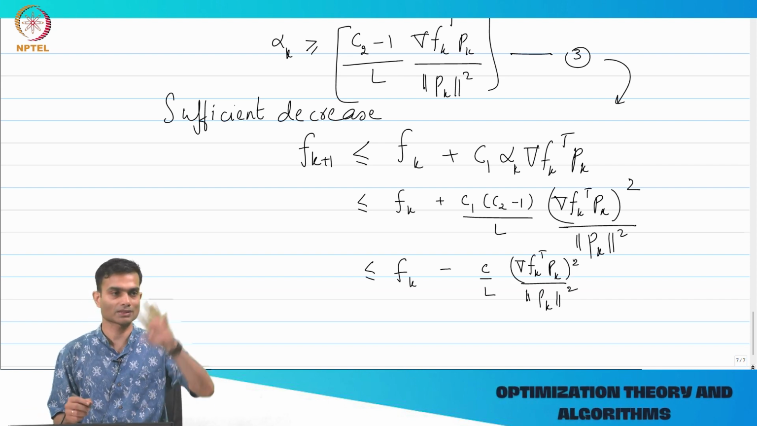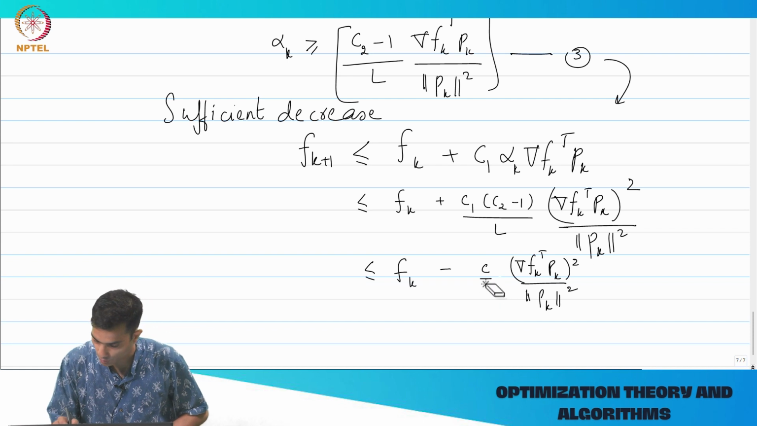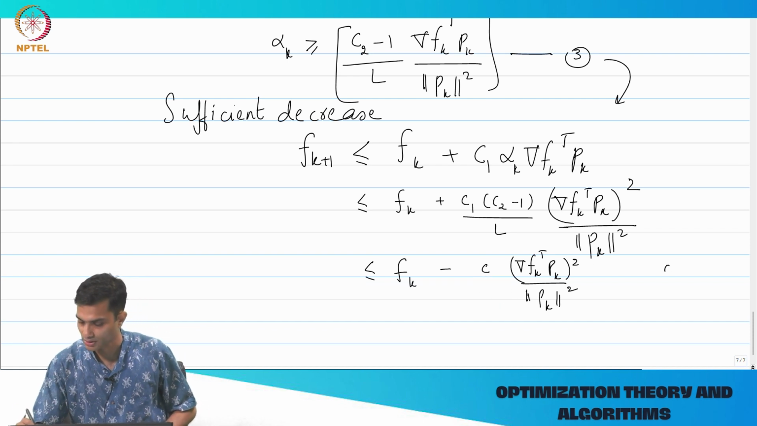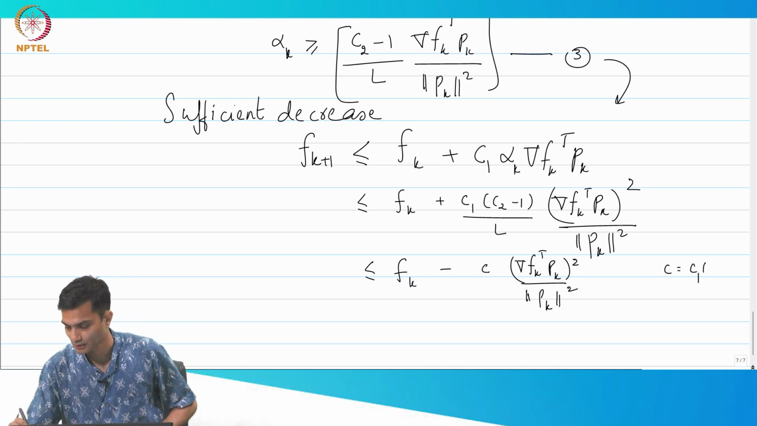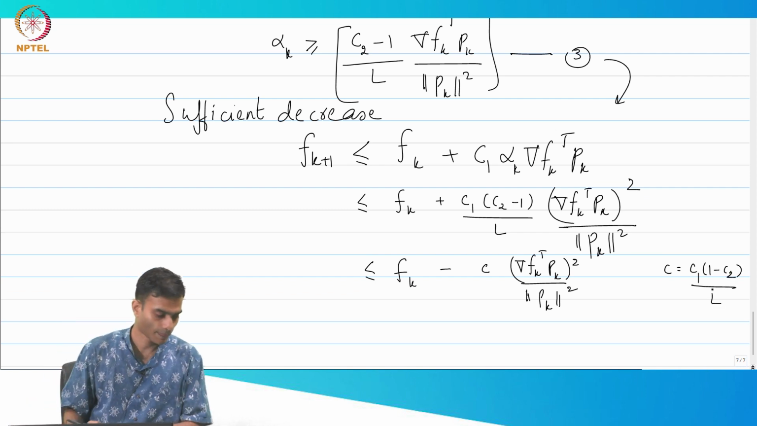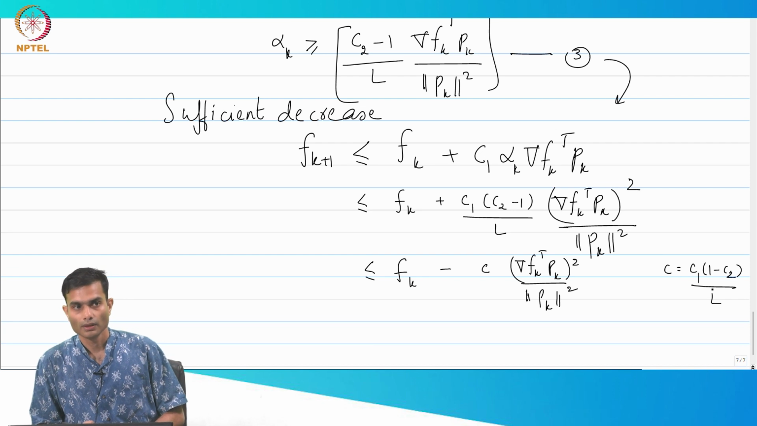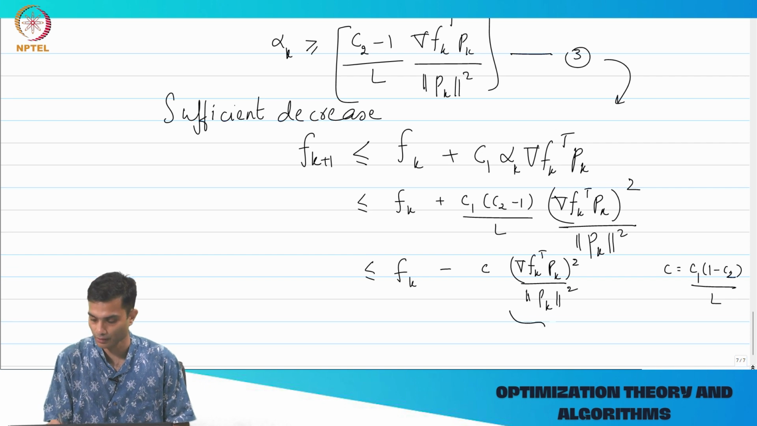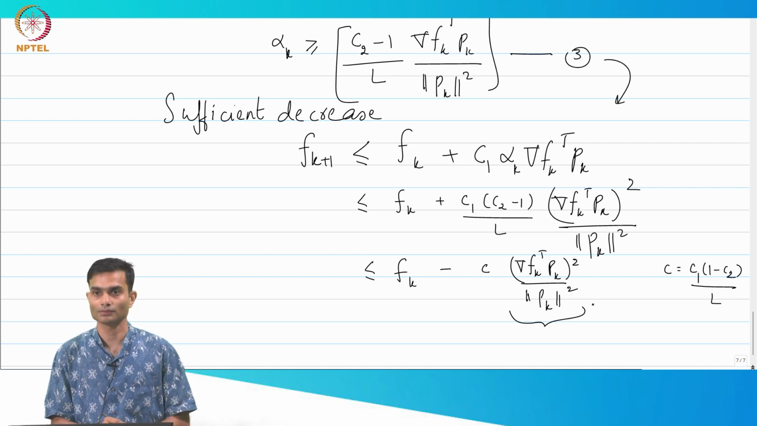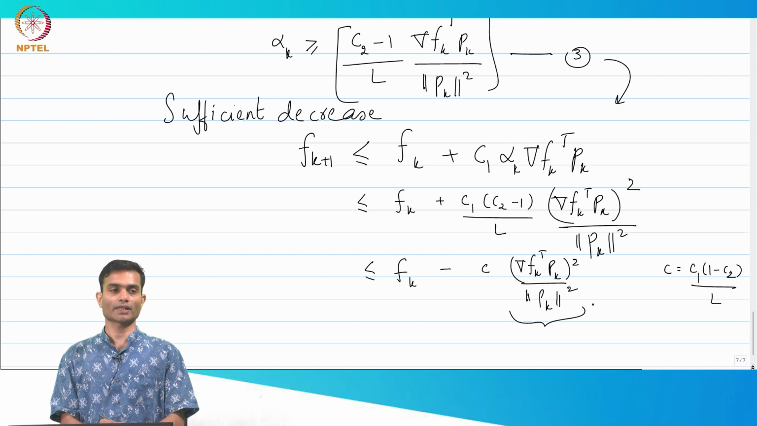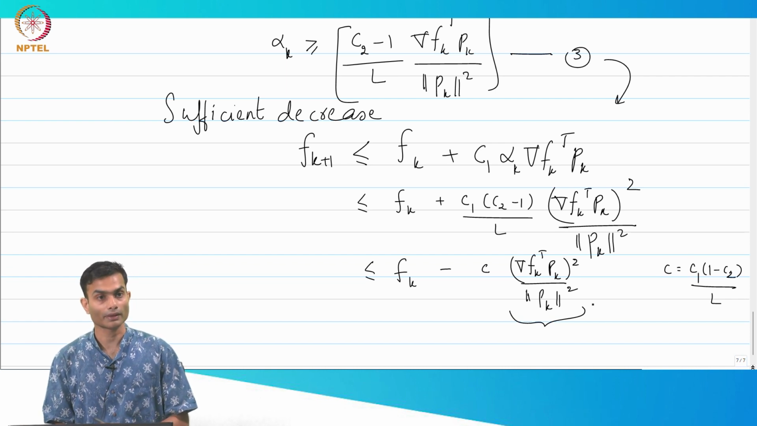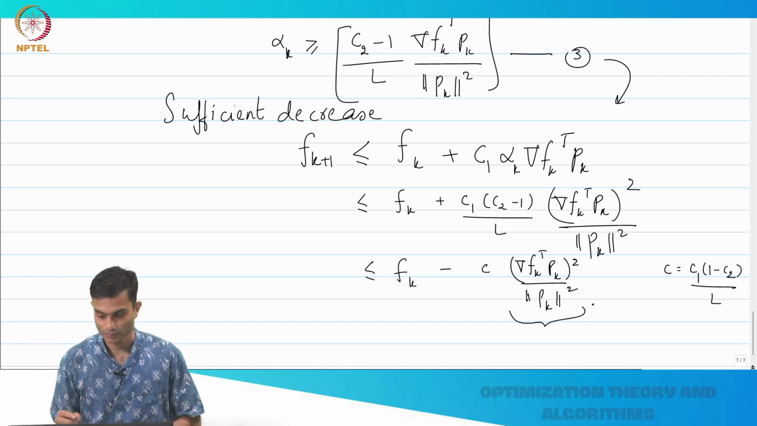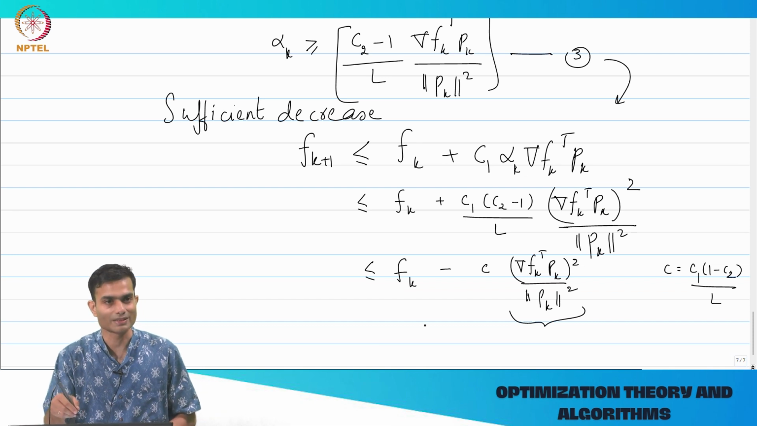We just bunch up all of those constants into one number c. C is equal to C1 minus C2 divided by L, okay. We are almost there. What else can you see? This term over here, does it remind you of something? Cosine squared theta k, that is it, into the C.